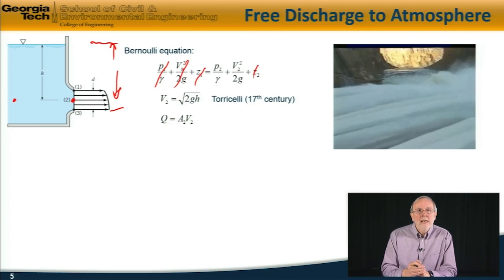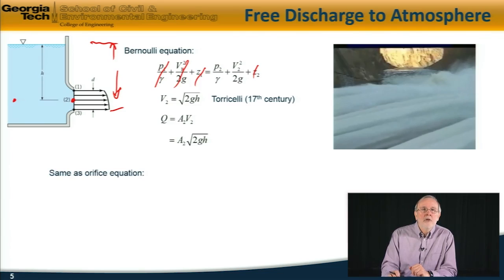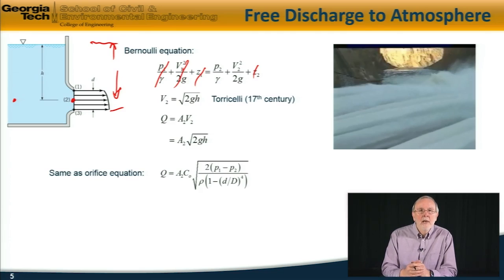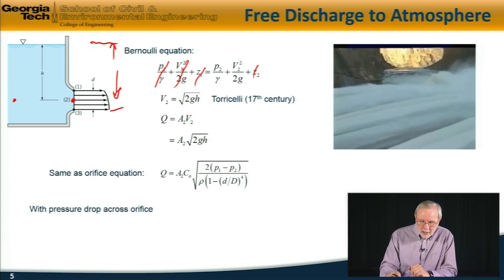The volume flow rate, however, does depend on the diameter of the opening, because the volume flow rate is the area times the velocity, which is therefore equal to A2 times the square root of 2gh, which is actually the same as the orifice equation, where the pressure difference there is simply equal to gamma h, and the upstream diameter is very large. Then you can show that those equations are the same.